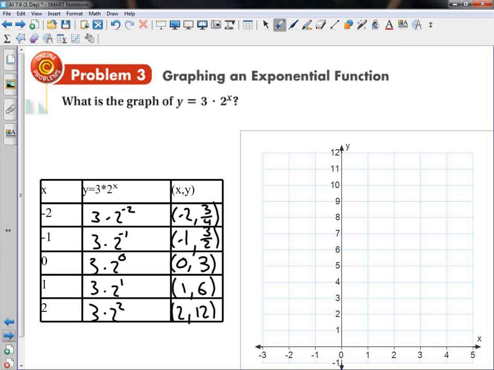All right, so let's plug in these points to see if we can come up with a nice pattern and then fill in the pattern from there. So we have -2, 3/4. That's about there. Then we're at -1, 3 halves, which is going to be 1.5. If I plug in 0, 3, gives us that point, 1, 6, and finally 2, 12. Now I think we can see the pattern happening here and draw our exponential graph.